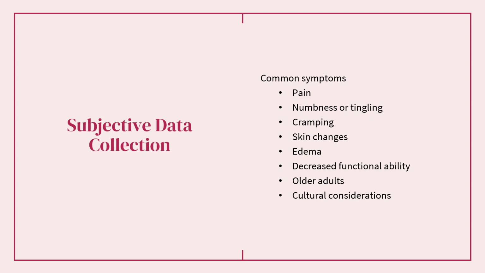And then decreased functional ability. Patients may say, I can't walk as far as I used to, or my legs get tired quickly. Remember, in older adults, there is higher risk for both arterial and venous disease, and they may have atypical or vague symptoms, so we're not relying just on textbook presentation.